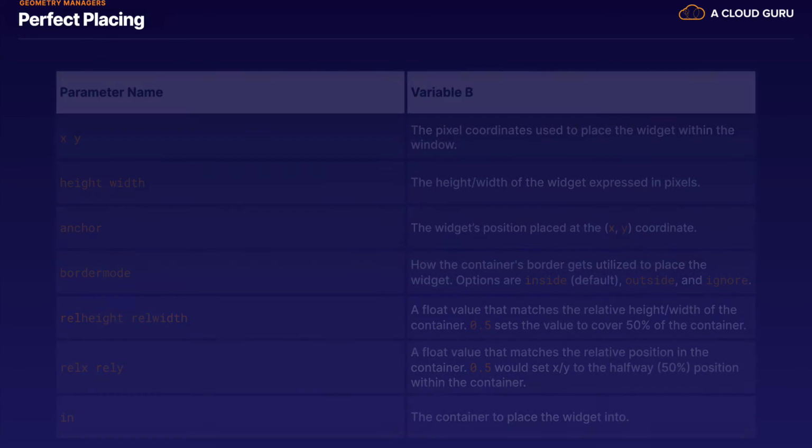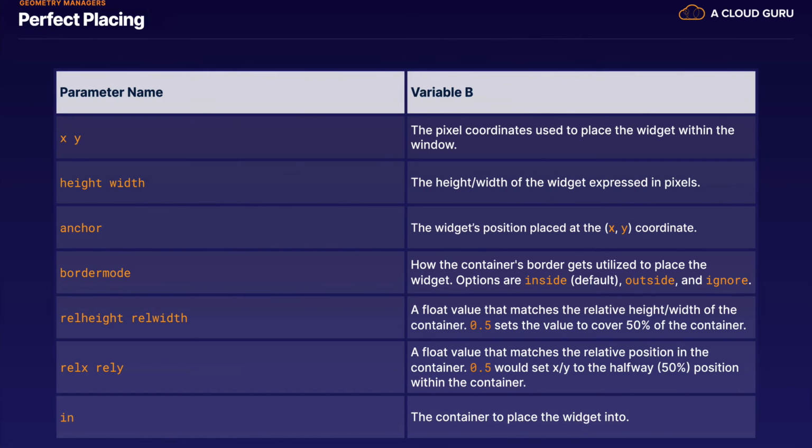Moving past the grid here, we can move into using the place manager. And this one is very deliberate. Everything we do is going to be pretty specific. So X and Y allow us to specify the coordinates. Height and width allow us to specify the height and width. Anchor doesn't quite work the same way that it did before. So when you anchor something to center, it's going to place the center of the widget at the X and Y coordinates that you specify. So to get the behavior that we are probably normally expecting, you're going to want to anchor to the northwest. That will place the top left of the widget at the point that you specify with XY.